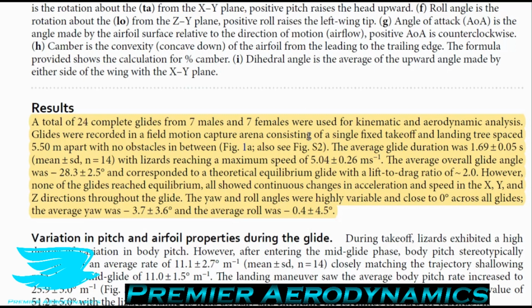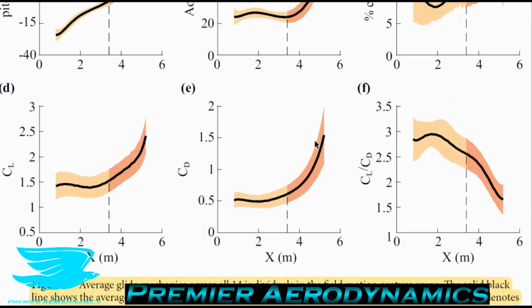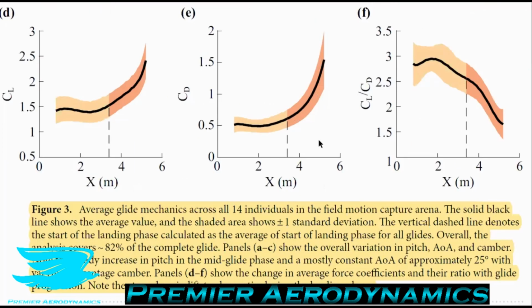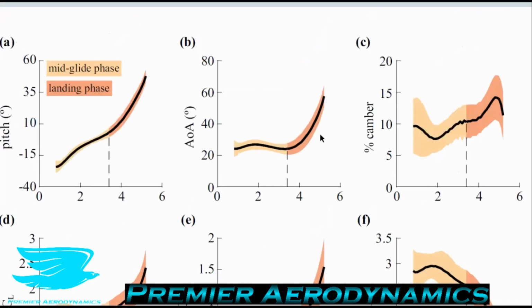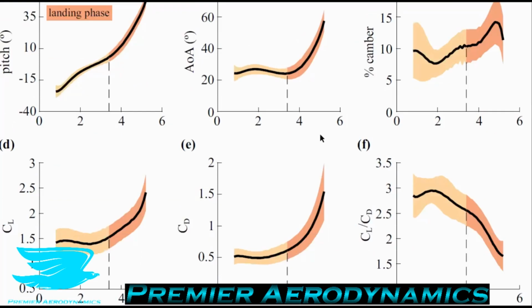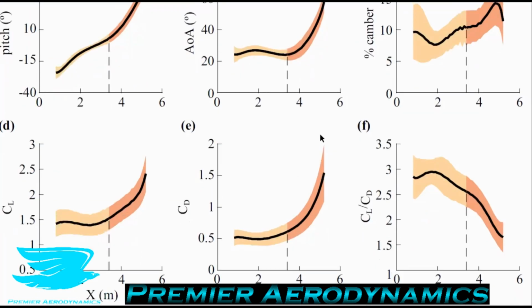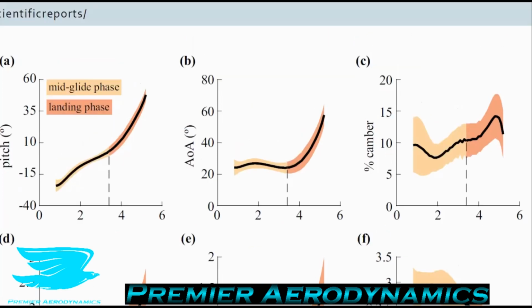The average roll was minus 0.4 plus or minus 4.5 degrees standard deviation. So in figure 3, they show the average glide mechanics across all 14 individuals in the field motion capture arena. So they have the pitch, the angle of attack, the percent camber of the body when they flex, the lift coefficient, the drag coefficient, and the lift drag ratios. Let's talk about these.